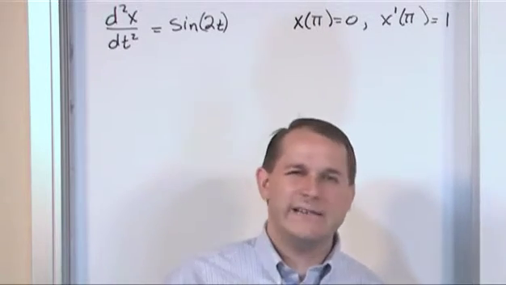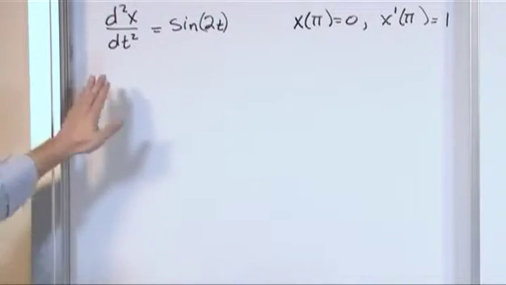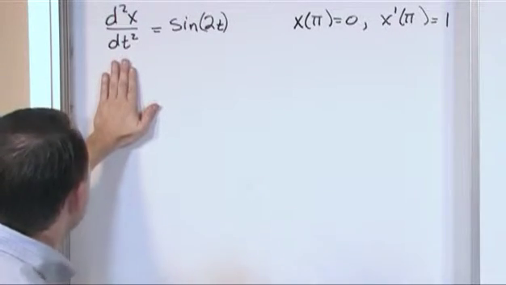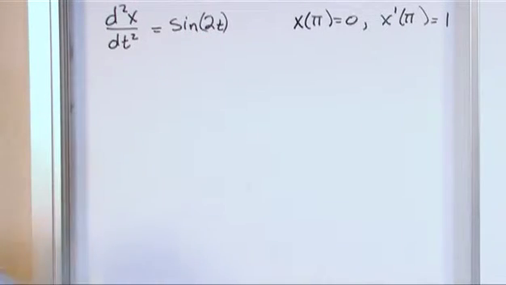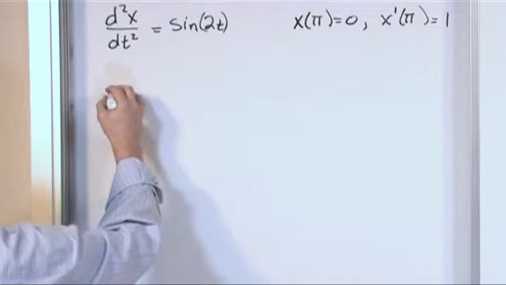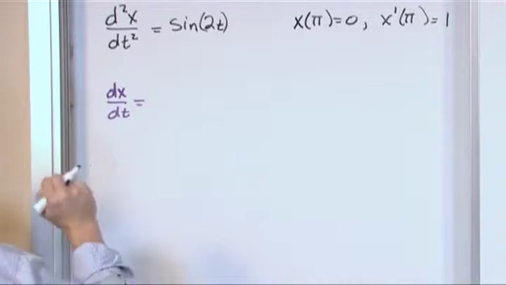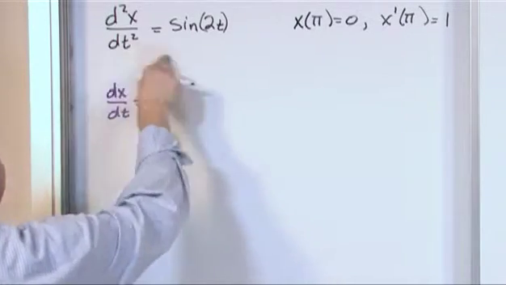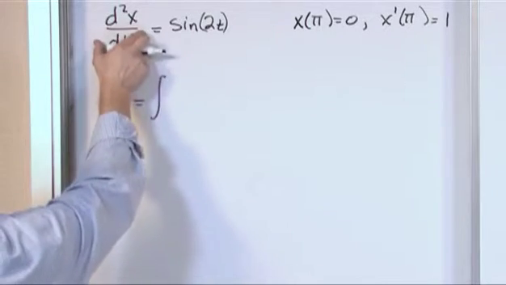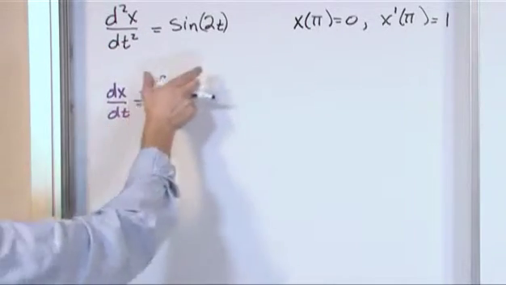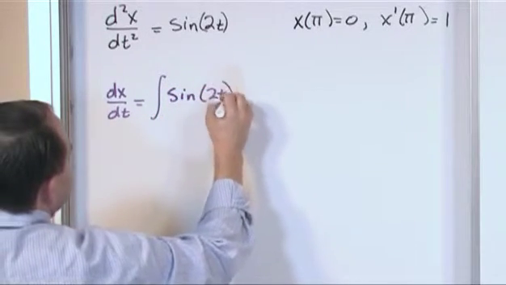We did some problems that were really easy. We could just sort of integrate to get the answer. Well, when we look at this, we have a second derivative by itself, and on the right-hand side, we have a pure function of time. So the first derivative, dx/dt, is going to be equal to the integral of this whole thing. When you take the integral of the second derivative, you get a first derivative. You integrate the right-hand side, you're just integrating sine of 2t dt.